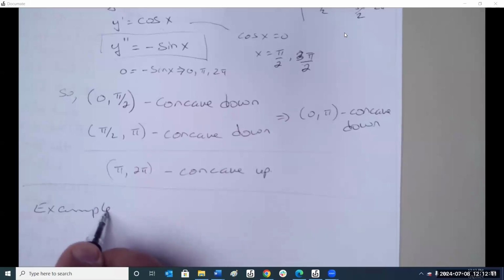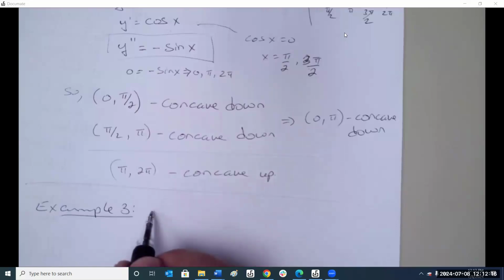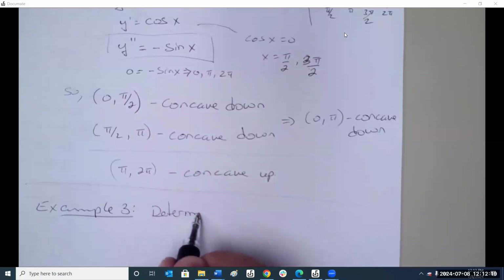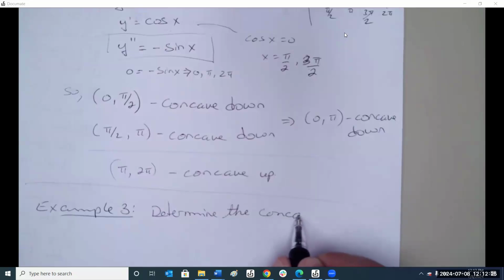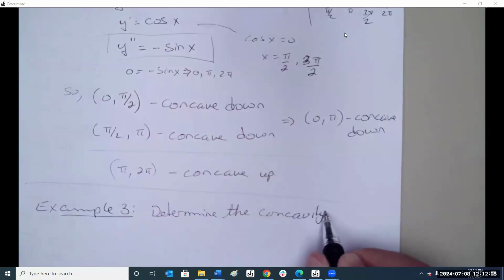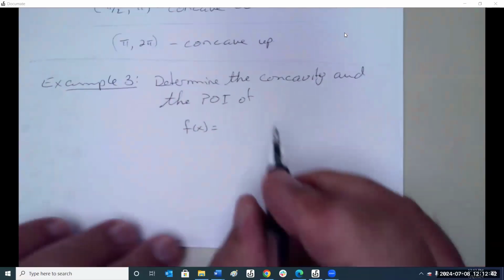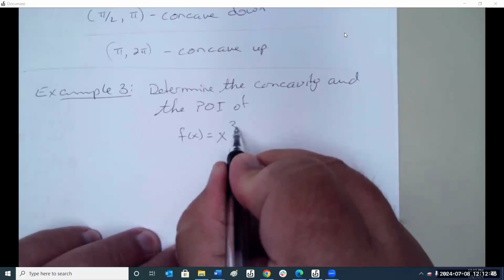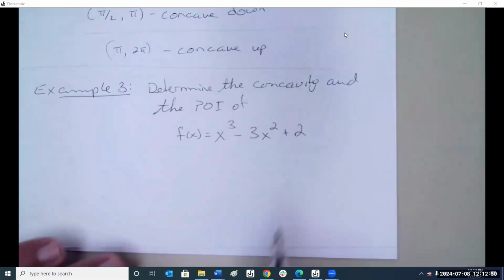Example 3. Determine the concavity and the point of inflection of f of x equals x cubed minus 3x squared plus 2.